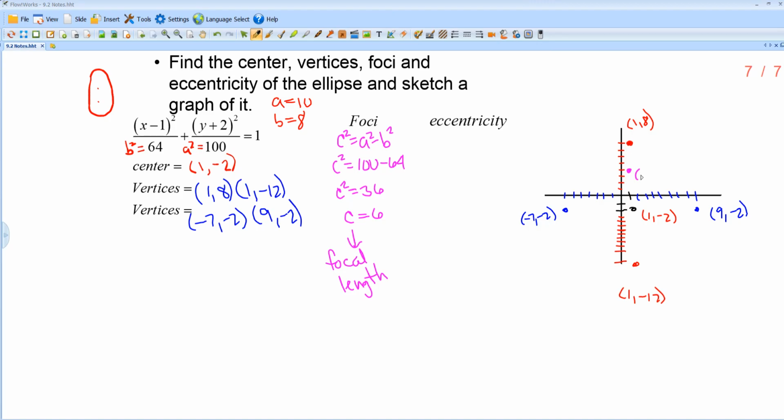This is 1, 4. And then moving down, 1, 2, 3, 4, 5, 6. This is 1, -8. Now we can draw the ellipse that goes through all that. So we're starting and just really going along those outside points in the most ellipse-like shape we can.